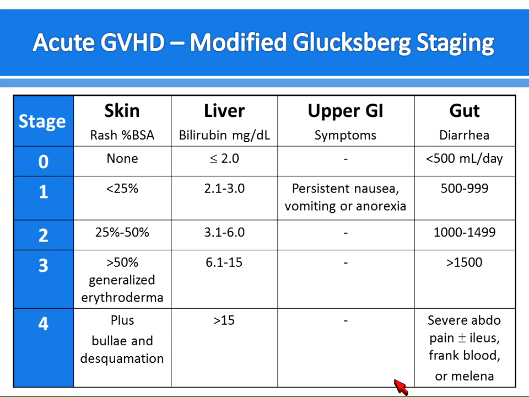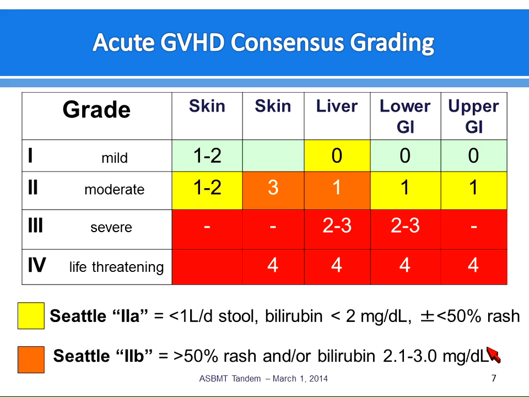So you could have very severe cramping abdominal pain, you could have frank blood, and that would be stage 4 gut. But as I showed you on the previous slide with differential diagnosis, you have to think about other causes of those symptoms. So how do we put that together?